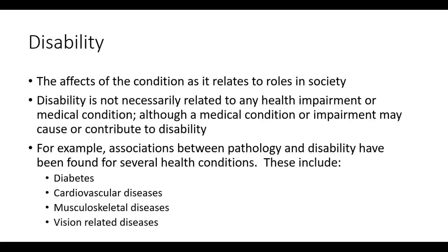And there are some examples here where someone who has diabetes may not be able to walk, which is a functional limitation. And if they can't walk and they're a mail carrier for the post office, well, now they're unable to work. So unable to work is someone who cannot fulfill their role in society. That would be an example.